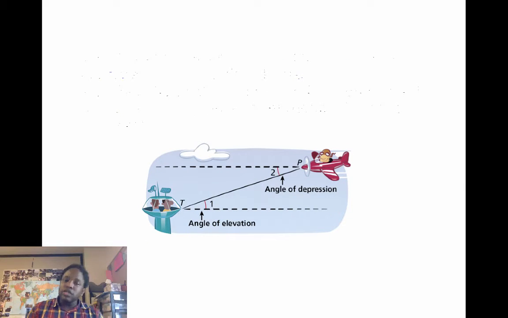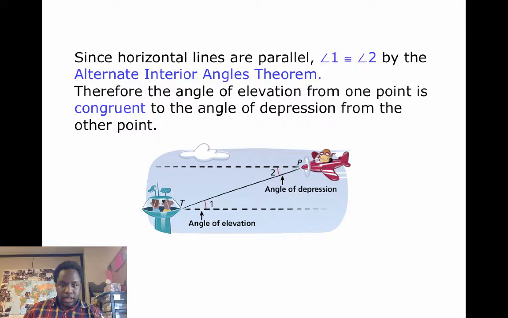So since horizontal lines are parallel, in this picture, angle 1 is congruent to angle 2 by the alternate interior angles theorem. Therefore, the angle of elevation from one point is congruent to the angle of depression of another point. Okay? But this angle right here might be different than angle 1, and this angle right here might be different than angle 2.